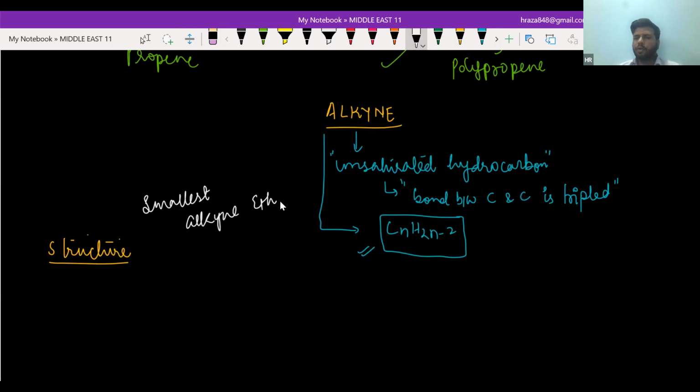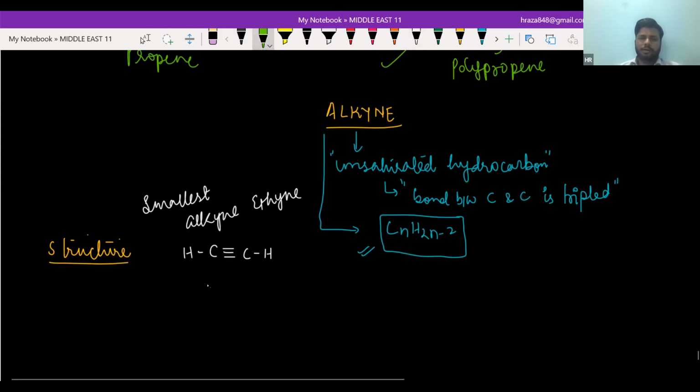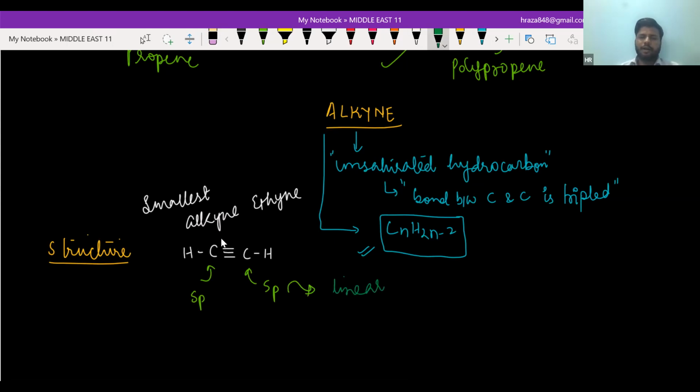Ethyne: eth for two carbon and yne for the triple bond between them. So we are taking a triple bond between them, then one bond is left that will be satisfied by hydrogen. And now if you check the hybridization of each carbon, that is sp, and the geometry corresponding to the hybridization sp is linear. The geometry is linear and the bond angle in linear is basically 180 degrees.